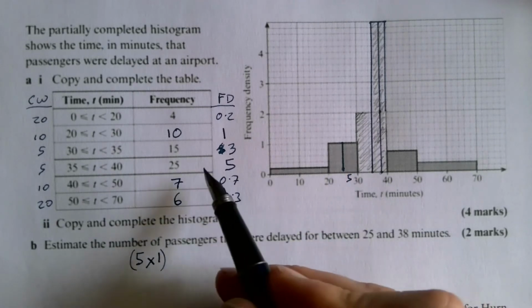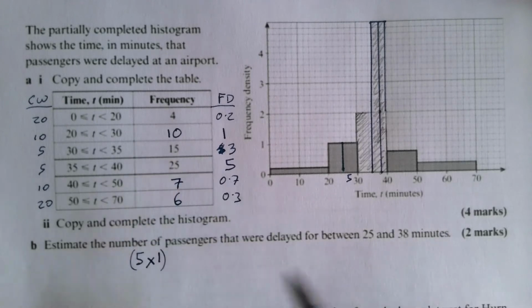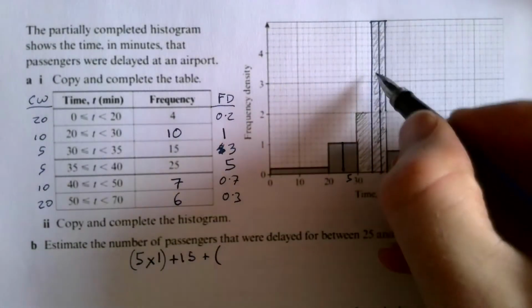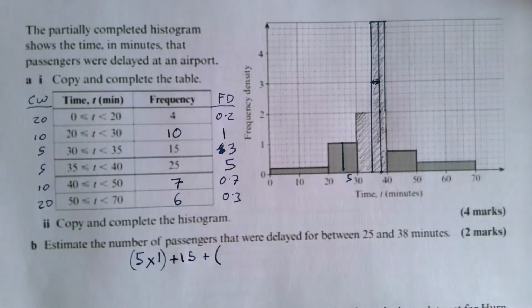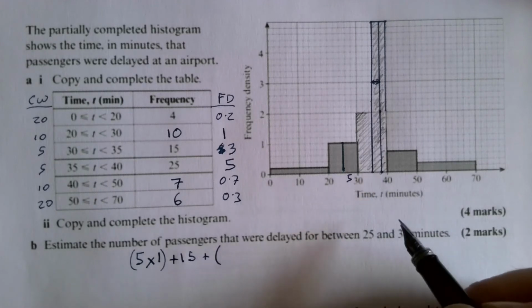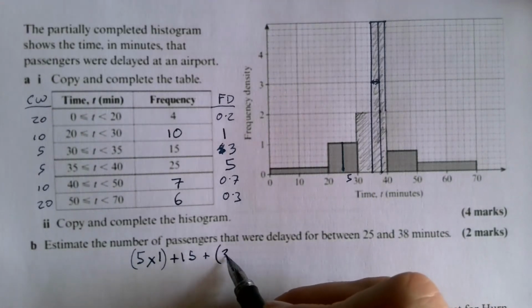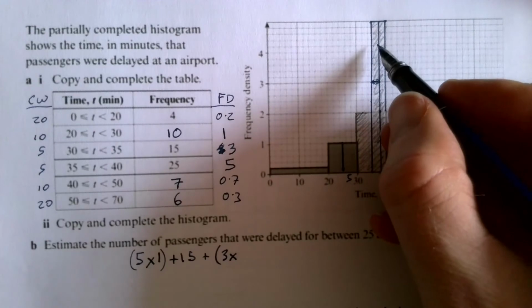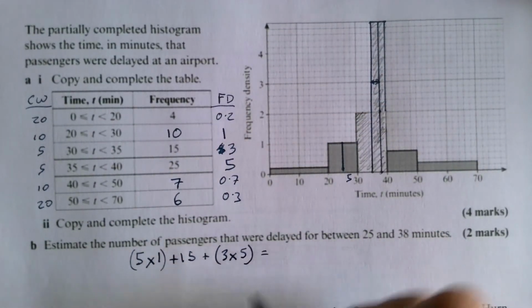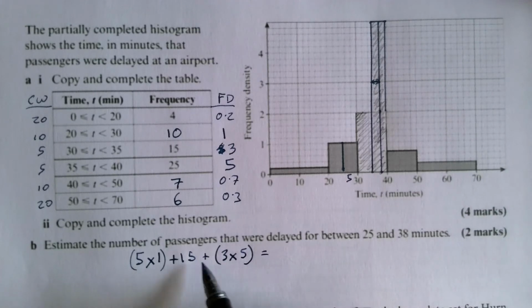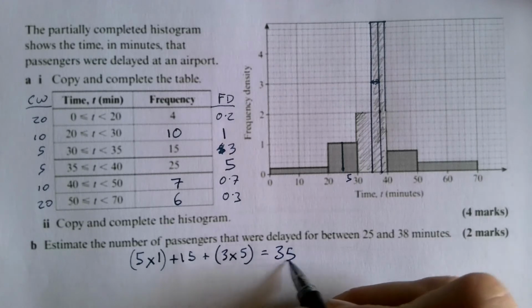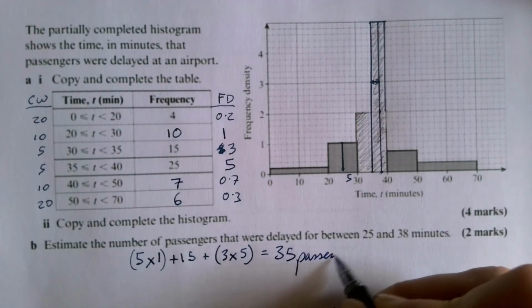In here, we already know that 30 to 35 is 15. And then we're also going to need the part from there to there. So that's going from 35 up to 38. So that's a bar width of 3. And the frequency density is 5, so that would be 3 times 5. So that's going to give us 5 plus 15 plus another 15, making 35 passengers.